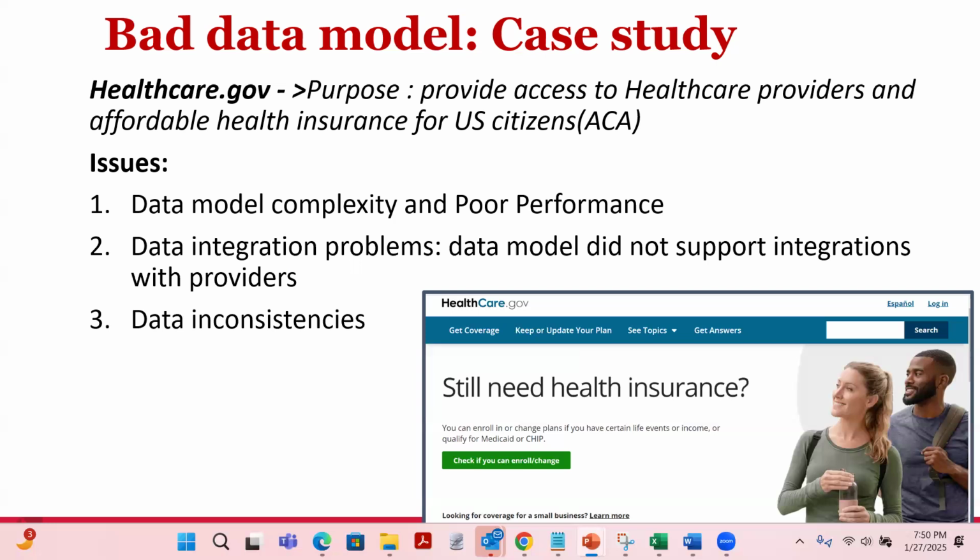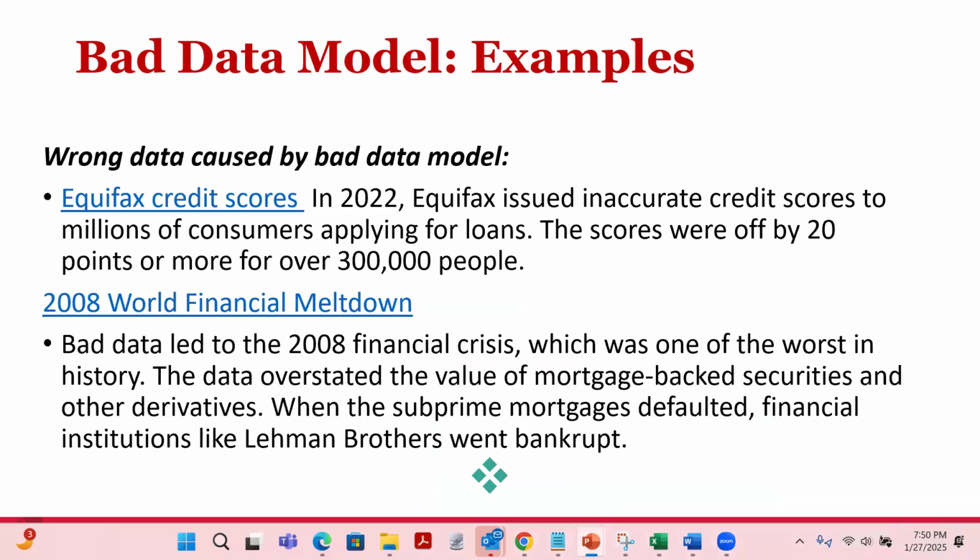We did talk about that. That's when the same data is not updated in two different interacting systems at the same time. This system also had various security concerns, which is a little bit out of scope of the data model, but the key point here: the major issue with healthcare.gov and its implementation was the bad data model behind it.